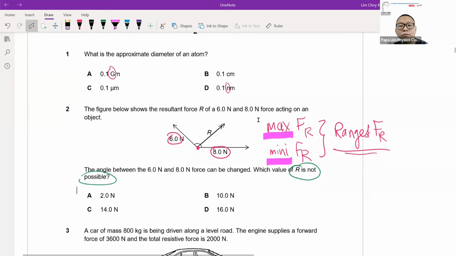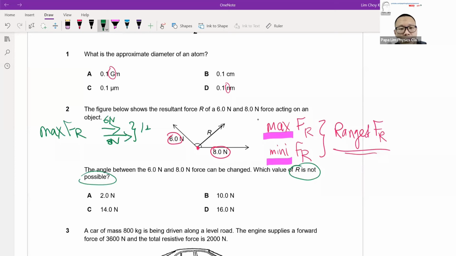For example, maximum FR is whereby the two forces are in the same direction. So my 6 Newton and 8 Newton are in the same direction, and the resultant force will be 14 Newton. This is the maximum I can have. For minimum FR, the 6 Newton and 8 Newton are in opposite directions, and the resultant force will be 2 Newton to the right.